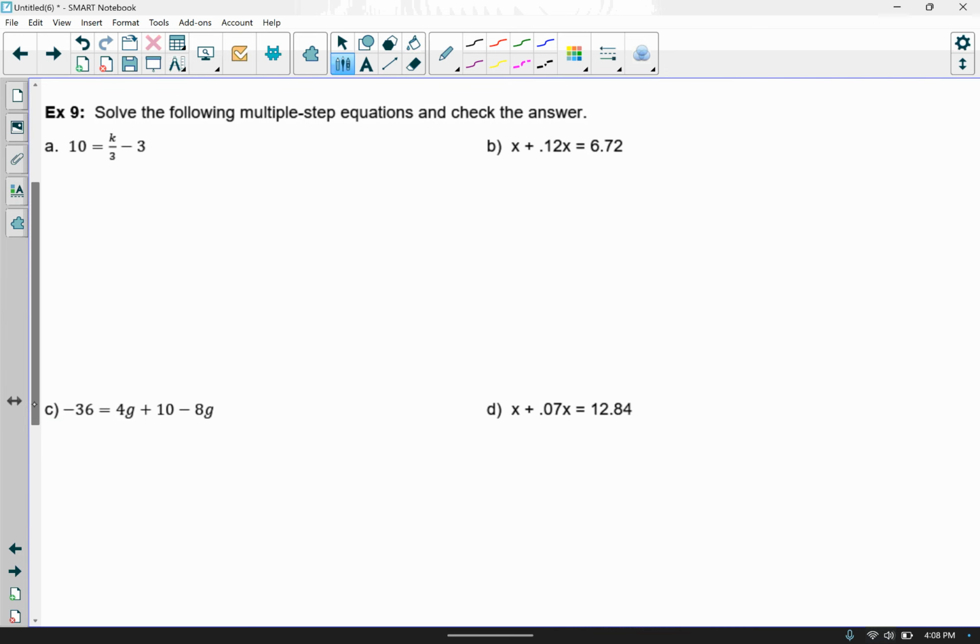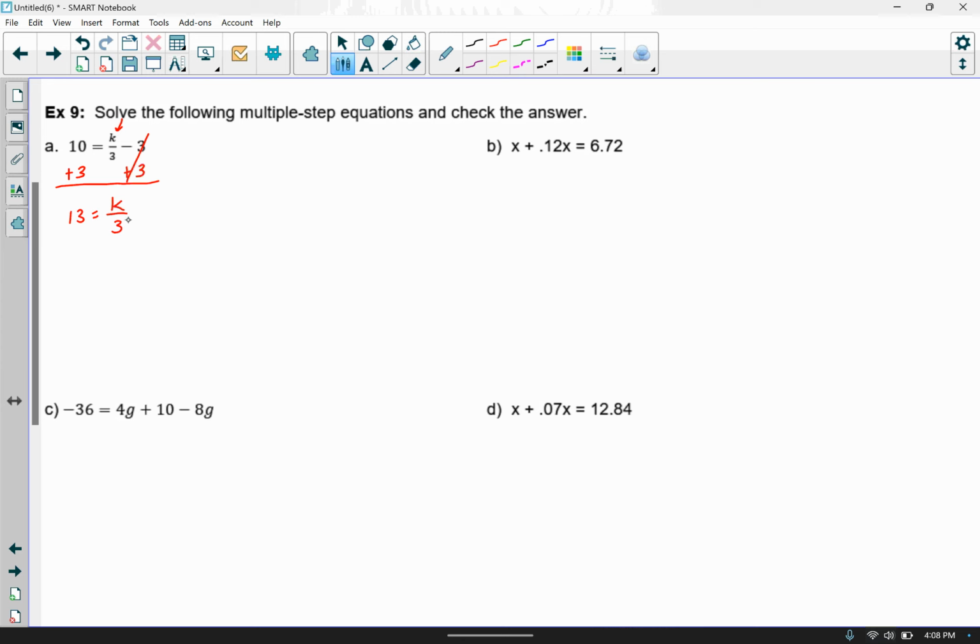All right, so let's look at A, B, and C here on this one. In letter A, I don't have any distributing or any like terms, so my goal then is to get closer and closer to getting this k, this letter, all by itself. In order to do that, I first need to get rid of that minus 3. So I'm crossing the equals mark, I've got to do the opposite. The opposite of minus 3, I'm going to add 3 to both sides. Cancels out, so now I'm left with k divided by 3 equals 13.